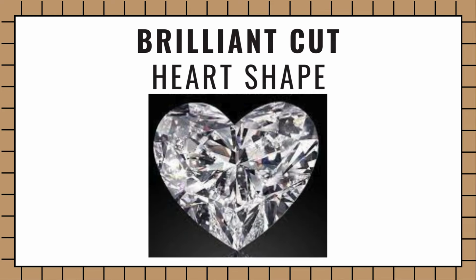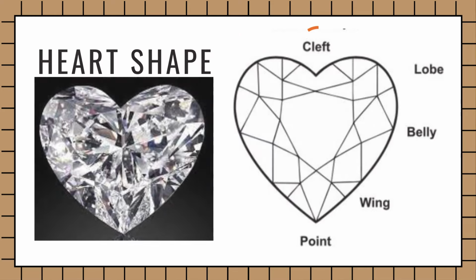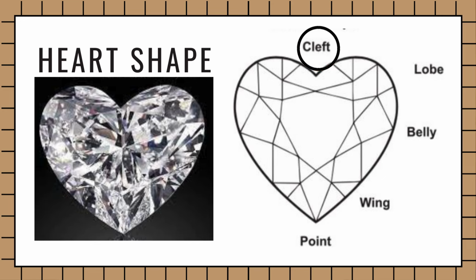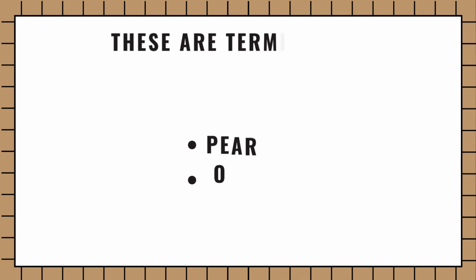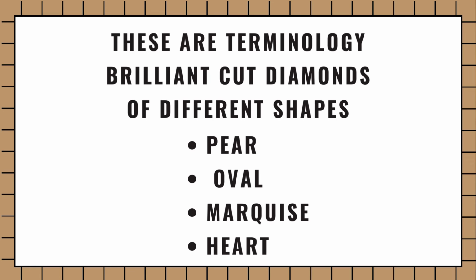We then move on to the heart shape. The closed part of the heart is known as a cleft. Right below the cleft we have the lobe, which is very similar to an ear lobe. If you see, it's very curved. Right below the lobe is the belly, that is the middle of the stone, and right below the belly we have the wing again, very similar to the wing of a marquise shape. Below the wing we have the point. So these are the terminologies for the brilliant cut diamonds of different shapes, which are the pear, the oval, the marquise and the heart. There are also a few other cuts that we have to look under.